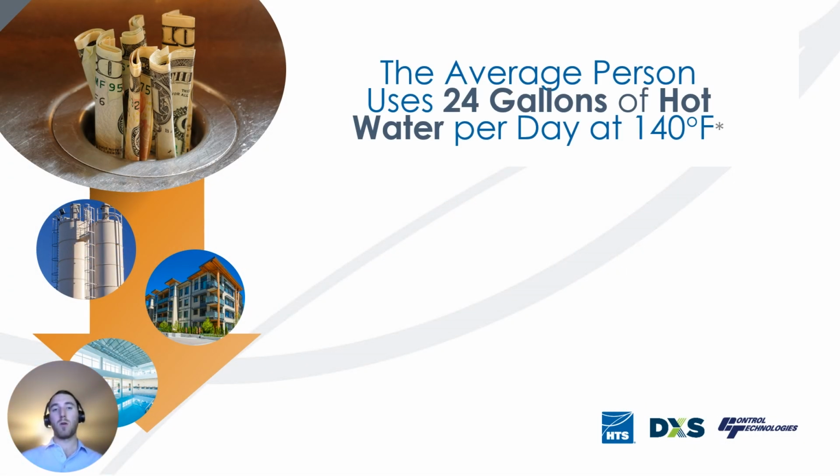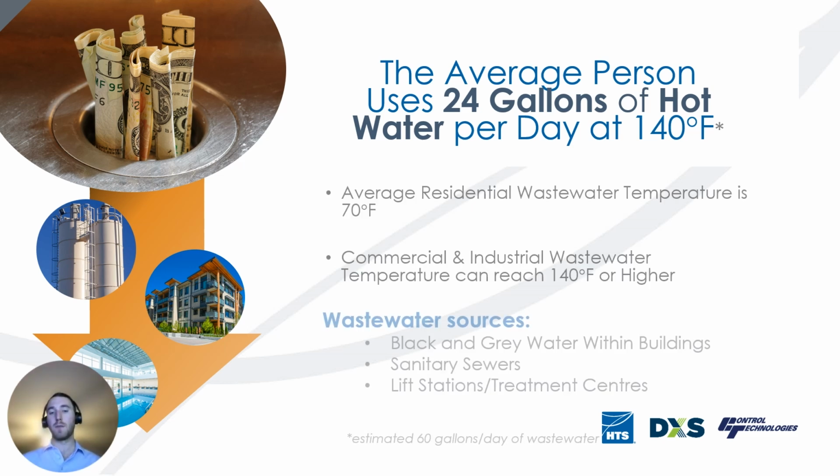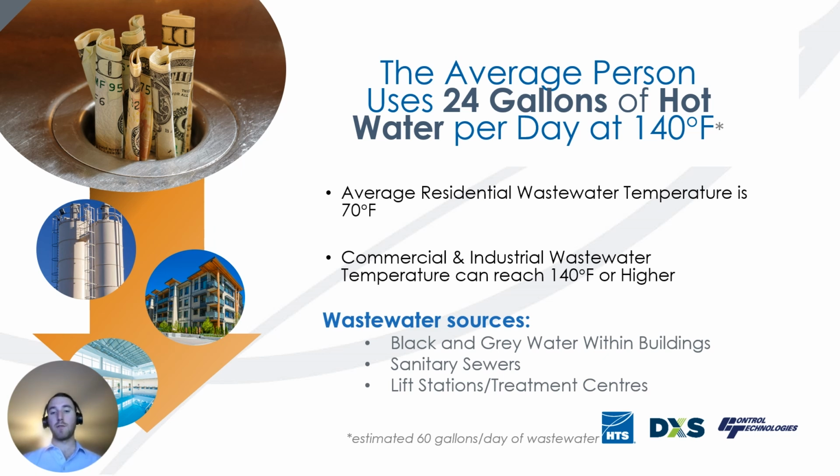Let's first talk about water usage in wastewater. The average person uses about 24 gallons of hot water per day at around 140 degrees Fahrenheit. Now the wastewater leaving an average residential building is actually closer to 70 degrees Fahrenheit, and that's because that hot water used mixes together with other water sources such as standard sinks or drinking fountains, etc., and that temperature comes down and the volume goes up.